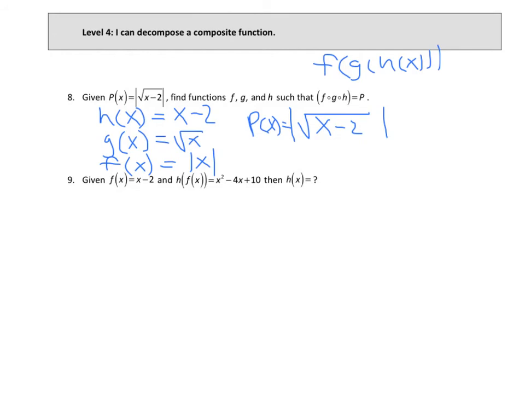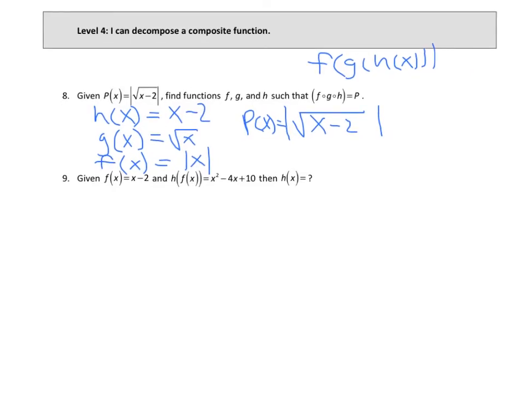In the next example, we just have two functions that are composed to give us h of f of x, which equals x squared minus 4x plus 10. f of x is the innermost function, so we need to figure out what happened to f of x that it ended up looking like this. And my guess is that maybe we square it.